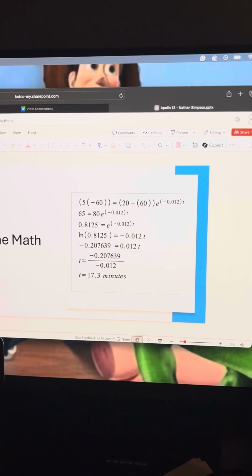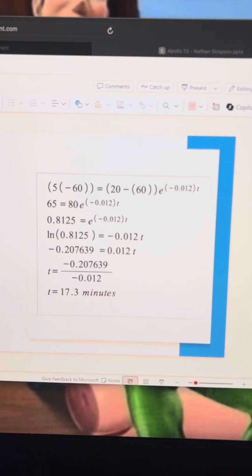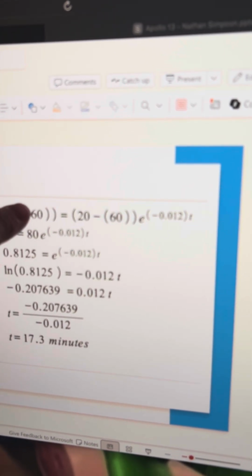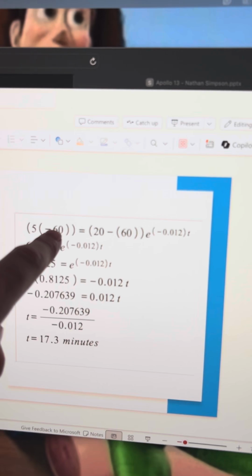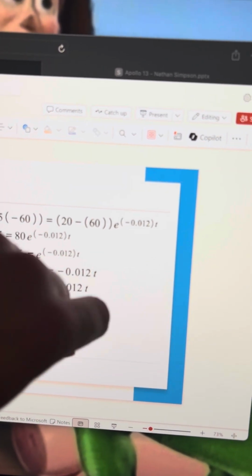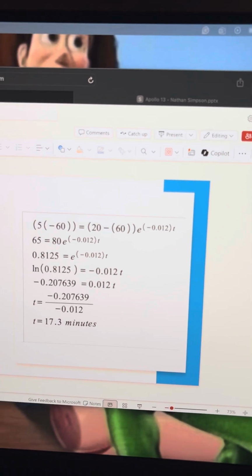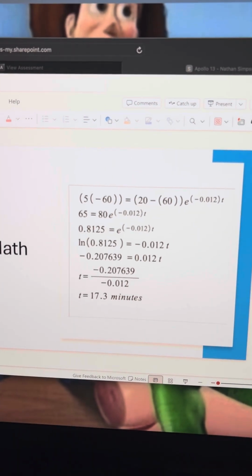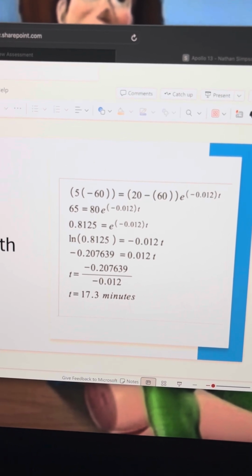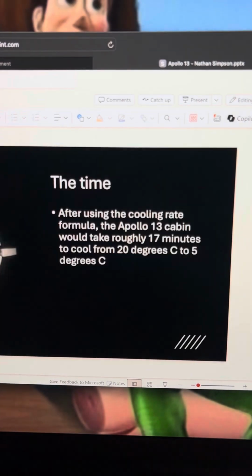Moving on. So this is our work that we did for completing the problem. To set it up, our ending temperature was 5, so that goes first. And then negative 60 for our climate temperature, on the end of both problems, because that is our climate temperature. And then starting temperature would go right here. And then we fill in the K, which is the cooling rate, negative 0.012. Then we just solve it, and that's pretty much all the math I used. It ended up being 17.3, which we round to 17, so approximately 17.